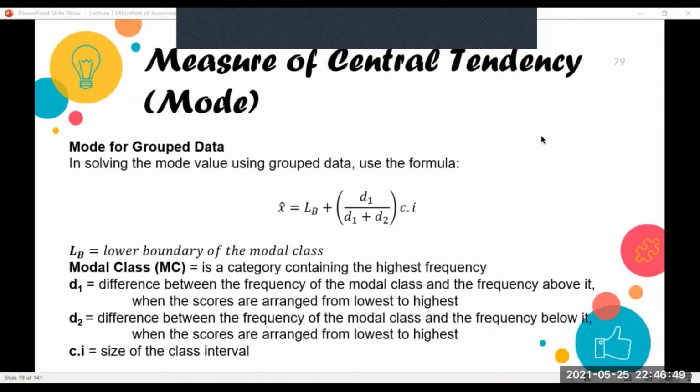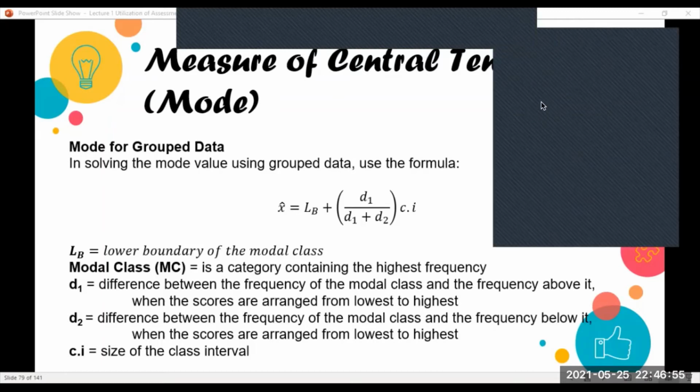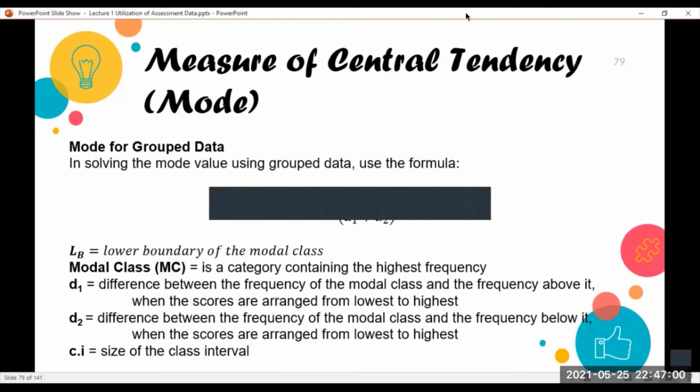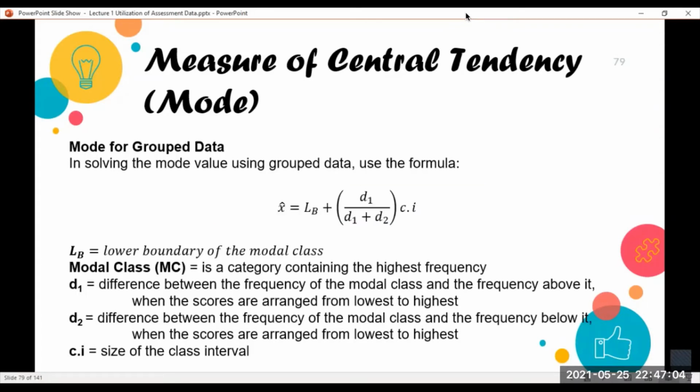Okay, I hope that is clear. If we're going to look at the formula once again, you would notice that meron siyang similarity with the formula sa mean. And then if you're going to look at each variable, meron ding similarity. Like for example, our LB. LB here is again the lower boundary of the modal class. Sa median natin, tinatawag natin siyang median class. But for the mode, we call it modal class.